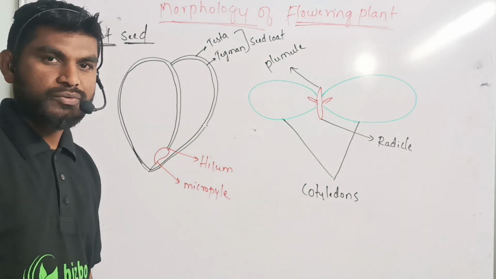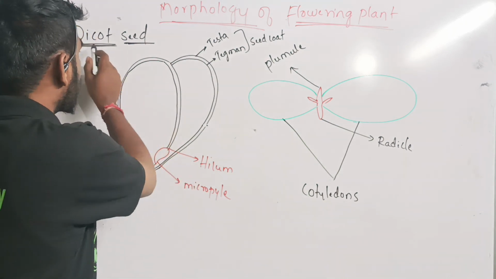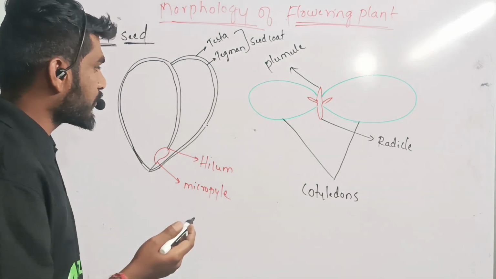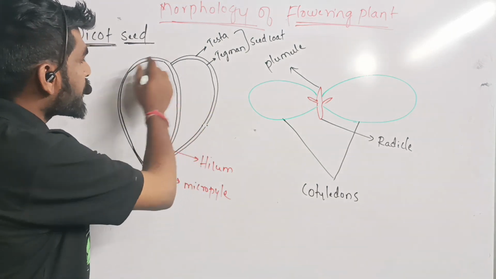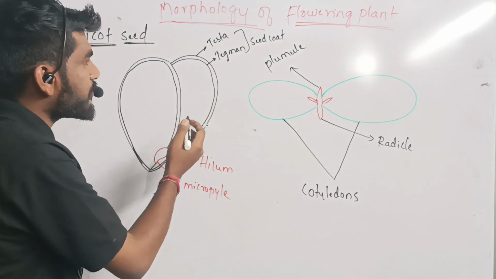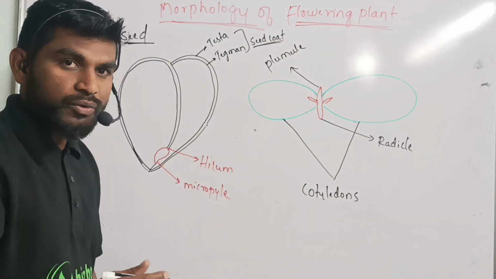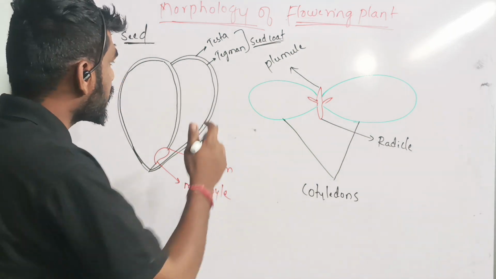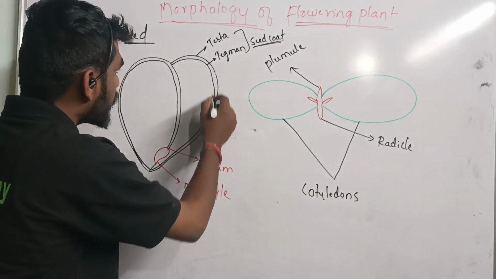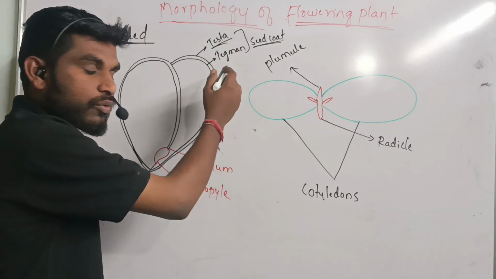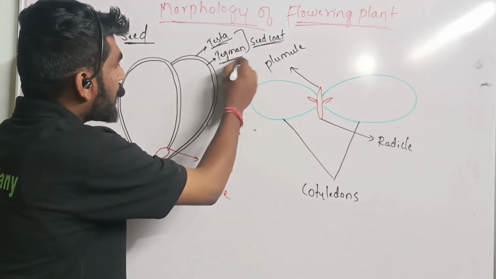Now we need to understand the structure of a dicot seed. A dicot seed consists of a seed coat and embryo. This is the seed coat of a dicot seed, which is the outermost covering. Seed coat has two layers. The outer layer of the seed coat we call the testa, and the inner layer of the seed coat we call the tegmen.